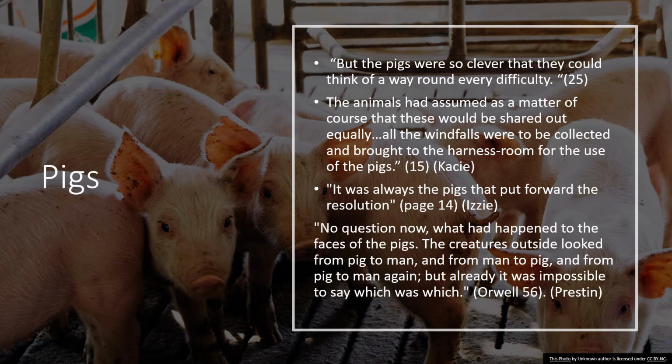So the pigs. Pigs were clever. They got all the best food. "It was always the pigs that put forward the resolutions." "No question now what had happened to the faces of the pigs. The creatures outside looked from pig to man and from man to pig and from pig to man again, but always it was impossible to say which was which." So they come to resemble humans in every detail. They turn into the thing that they hated.